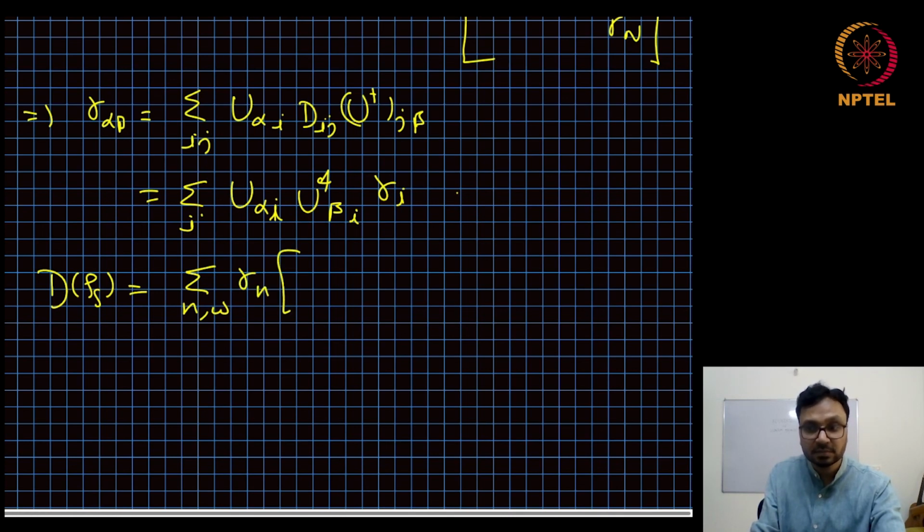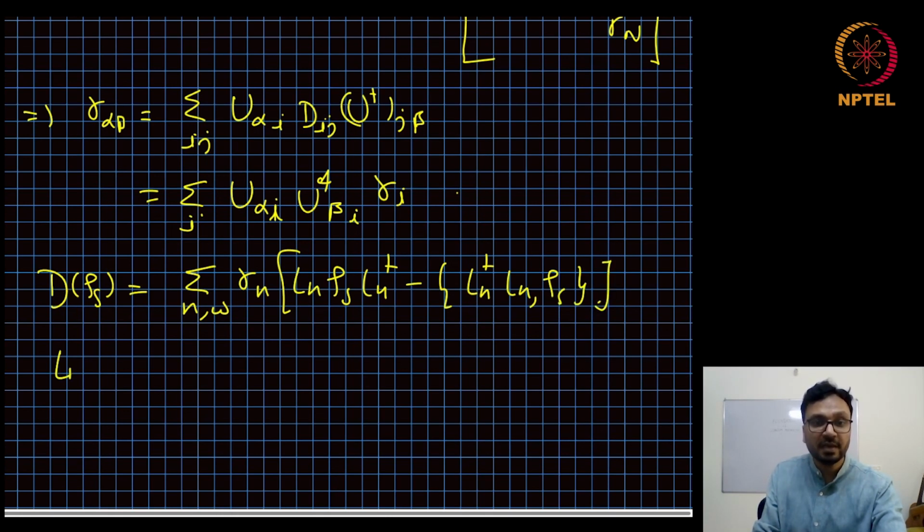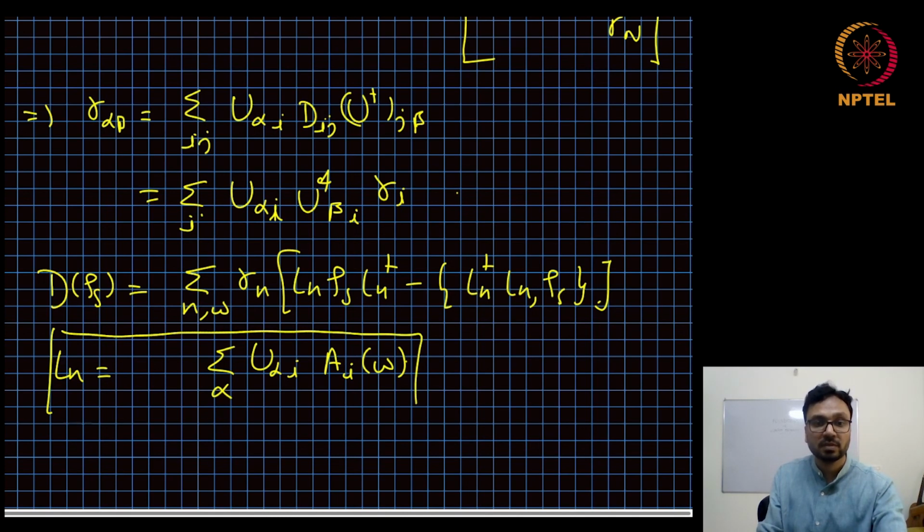D of rho S becomes the sum over n and omega of gamma n [L n rho S L n dagger minus half the anti-commutator of L n dagger L n with rho S], where L n is defined as the sum over alpha of U alpha n A alpha. These are called Lindblad operators.